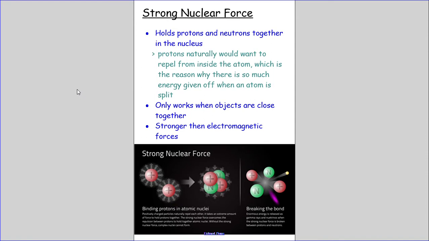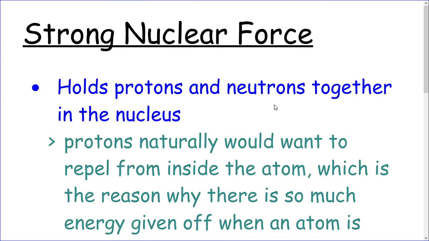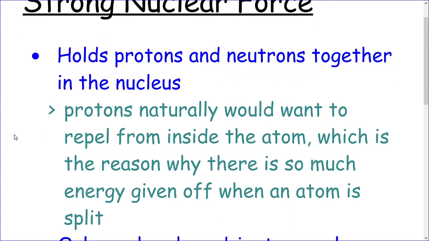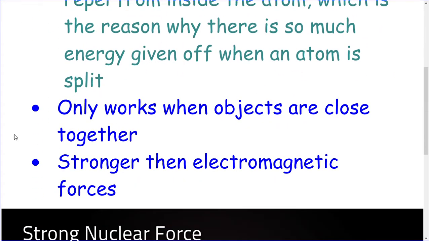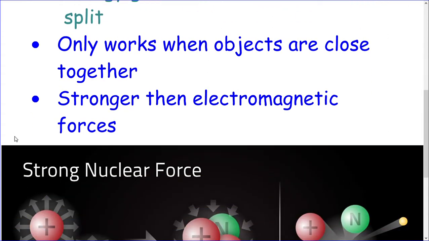So our next one is the strong nuclear force. It holds our protons and neutrons together in the nucleus. Protons naturally would want to repel from inside the atom, which is the reason why there's so much energy given off when atoms are split. It only works when objects are really close together, and it's stronger than the electromagnetic force.